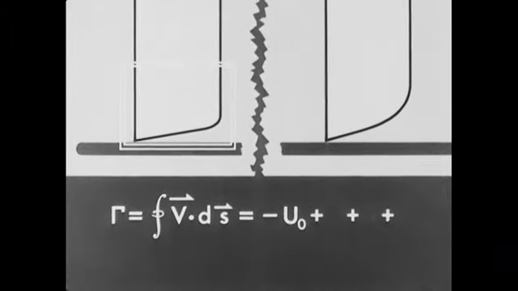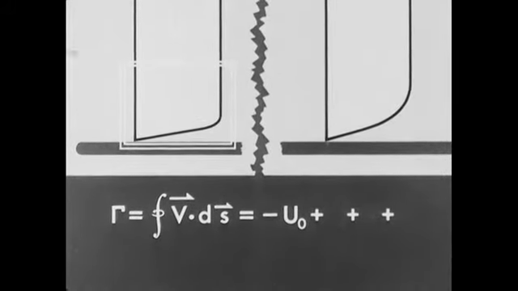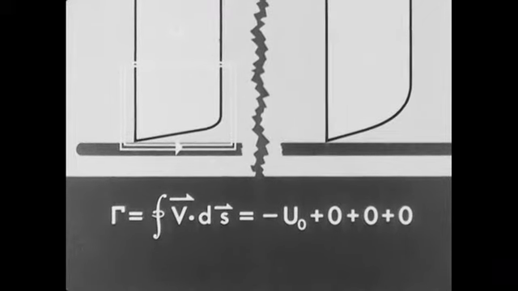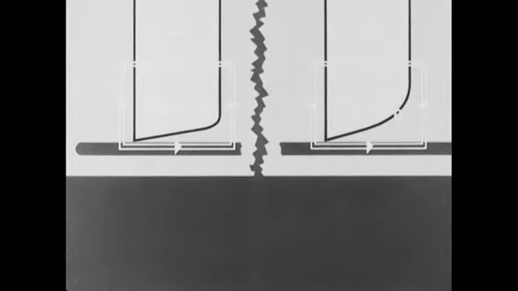At the top, the local velocity is parallel to the contour, but in the opposite sense. The components of velocity along the right and left parts of the contour are virtually zero. Because there is no slip, the velocity contribution to the circulation at the surface is in fact zero. Therefore, the circulation is minus the free stream velocity times a unit length. Downstream, the circulation is also equal to minus u0 times the unit length.